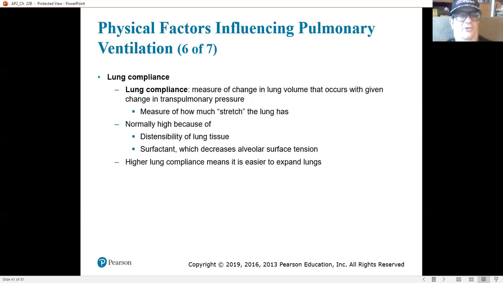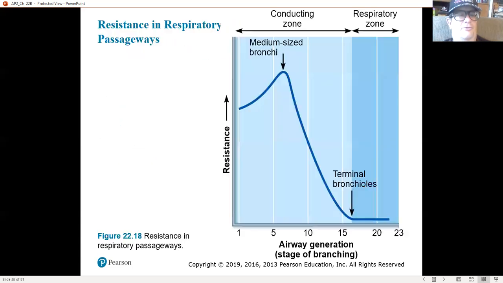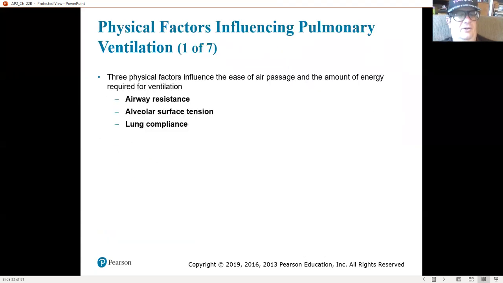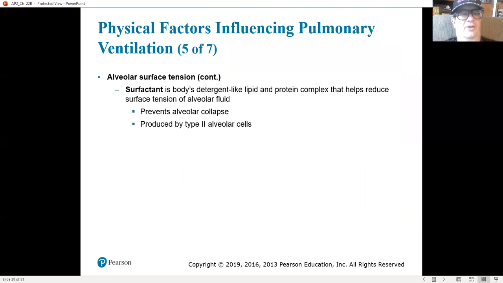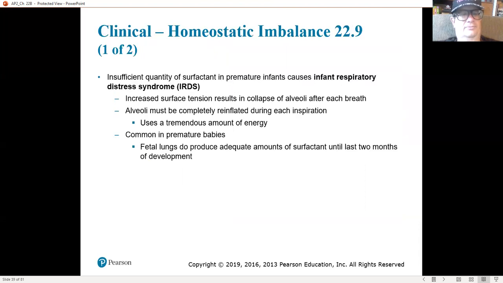All right, so the third of the three things, again reminding you, the three things that affect how easy it is to move air are airway resistance, the surface tension, which you just did, and now we're going to do lung compliance, how stretchy a lung is. This is where the smoking comes in that we were talking about.